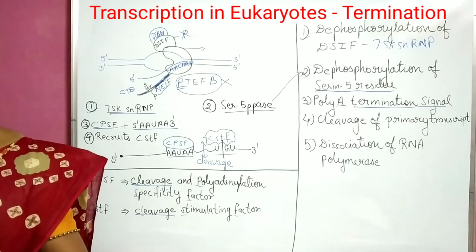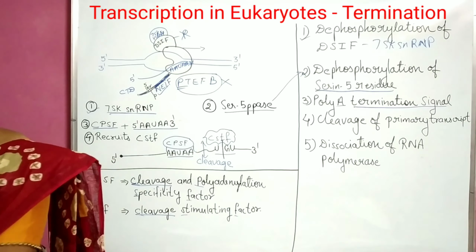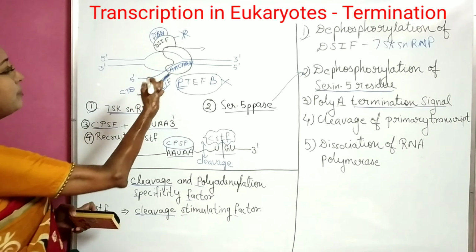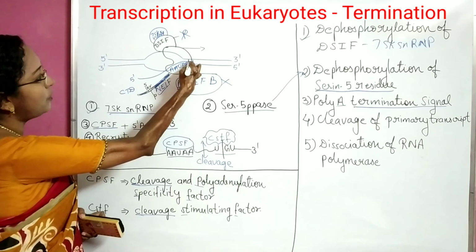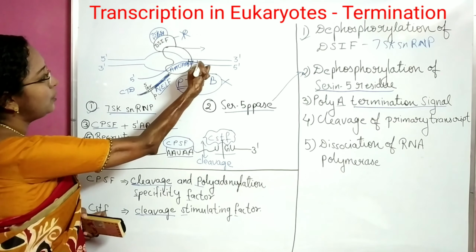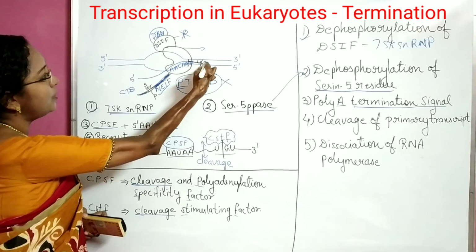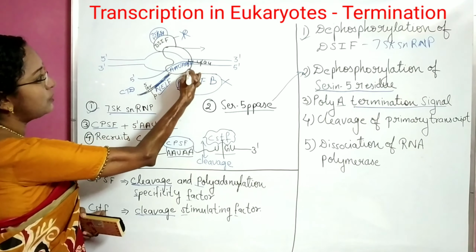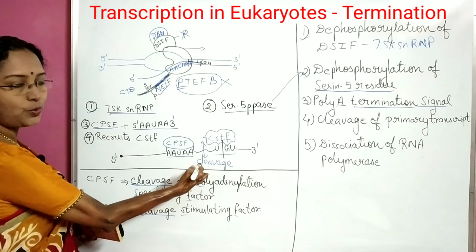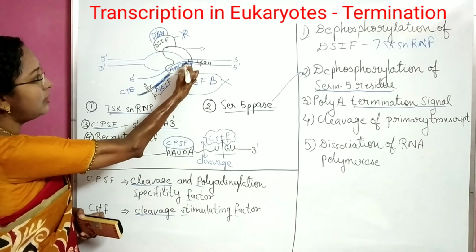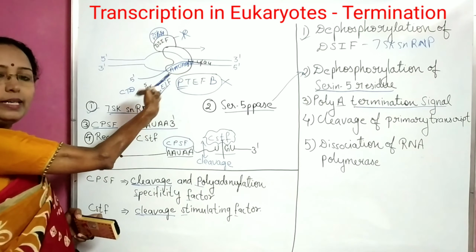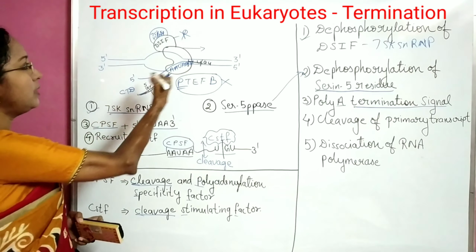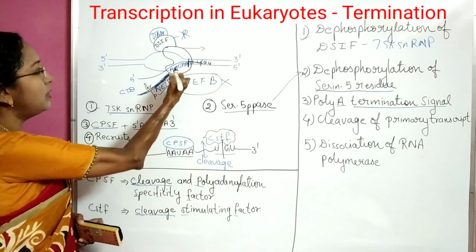So when this is cleaved, what happens is, in this diagram, it is cleaved here. On the upstream and on the downstream, what is there? U signal or GU signal is there. So between these two, there is a cut. That cut is what is shown here. And since it is cut here, this growing RNA chain will be detached from this DNA and it will come out.